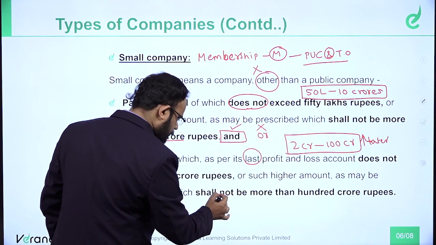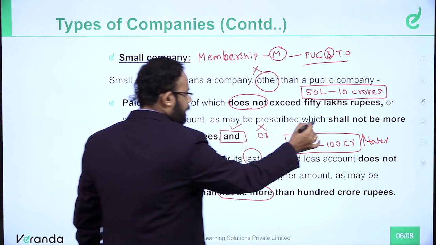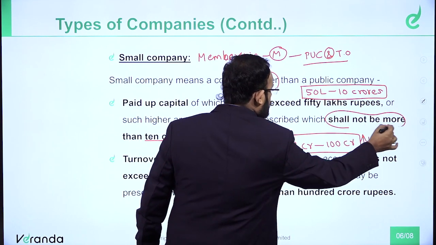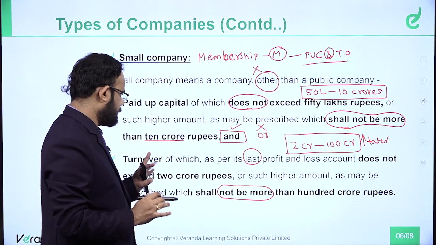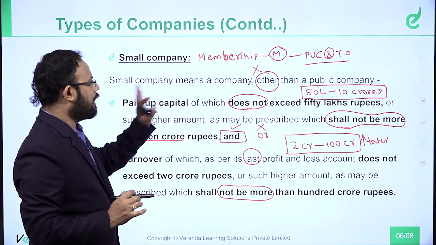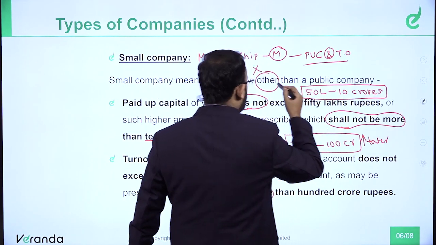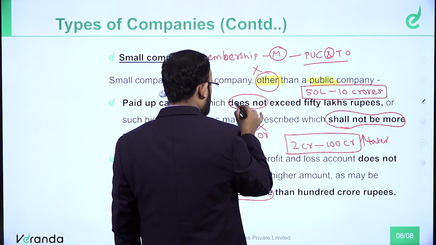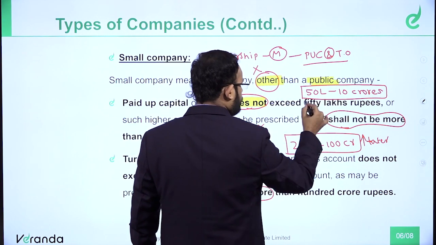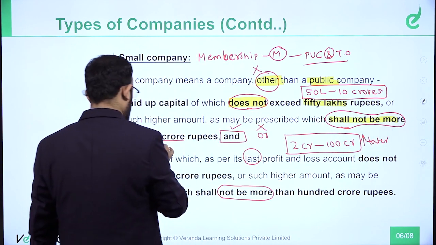Shall not be more than. This shall not be more than. So up to 10 crores only it is there, up to 100 crores only it is there, under an and condition, and not a public company. So I will quickly underline all the keywords other than public. Are we clear? Not exceeding 50 lakhs. Not more than 10 crores.